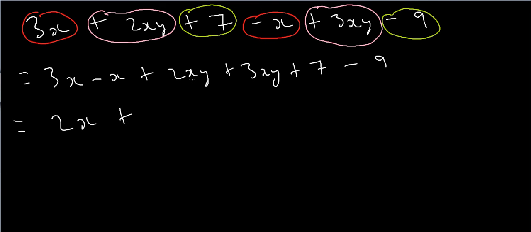Now we've got 2xy plus 3xy. 2 plus 3 is 5, so this is 5xy. And now we've got plus 7 minus 9. 7 minus 9 is minus 2. So that's our first example. Let's try another example.